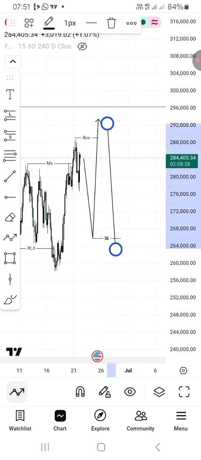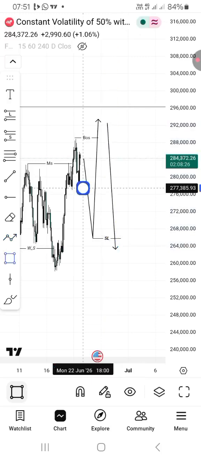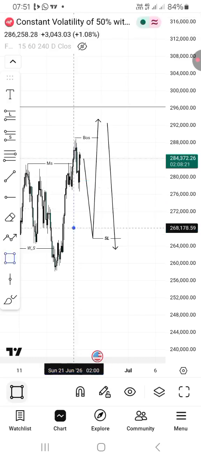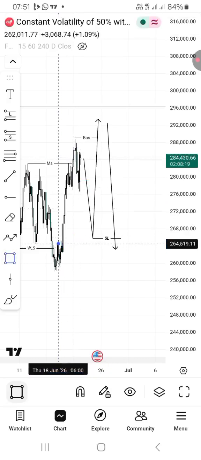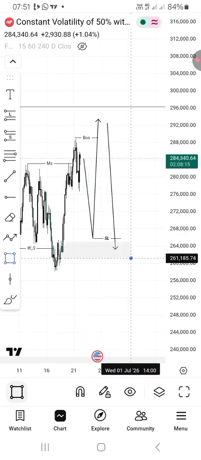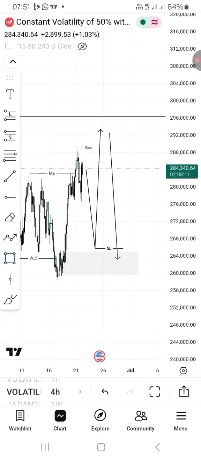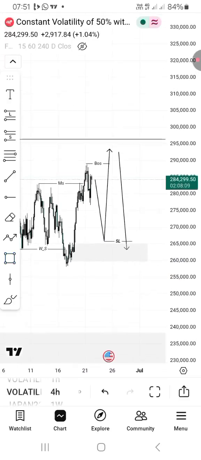Then that entire range there is going to be my focus. I'll be taking my trade from that entire block, this entire low. I'll be taking my trade there. So let me also screenshot this. Let me save this.